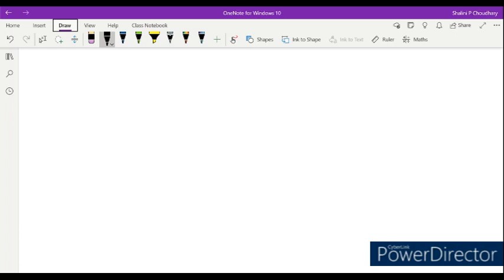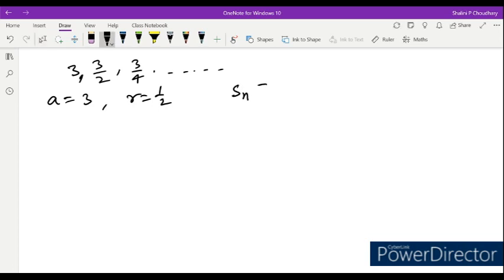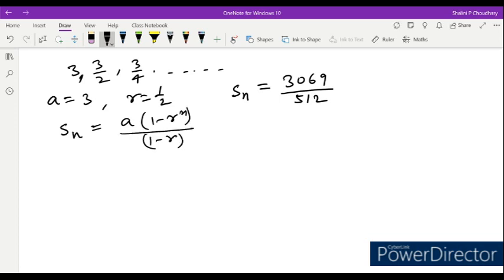We have a question and the GP is given. The terms of GP are given 3, 3 upon 2 and 3 upon 4 and so on. So clearly we can see A is equal to 3 and R is equal to 1 upon 2. Okay? And the question is, how many terms of this GP are needed to give the sum 3069 upon 512? Okay? So clearly Sn का value, Sn is equal to क्या होता है? A into 1 minus r to the power n divided by 1 minus r. ठीक है?